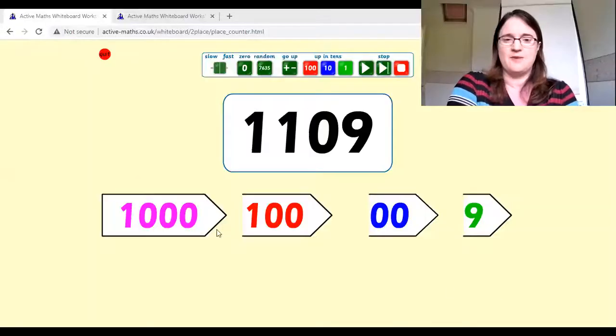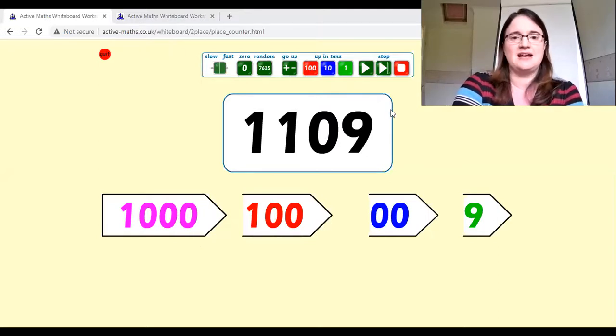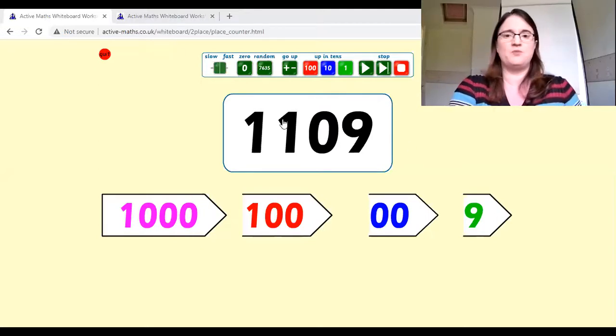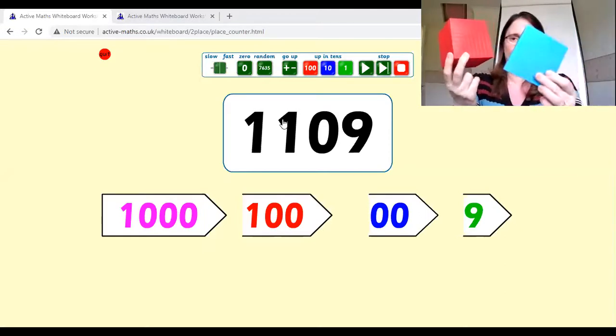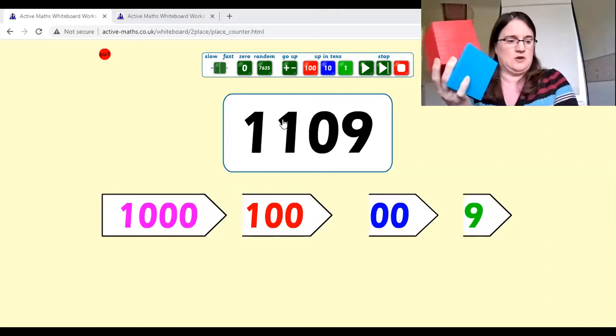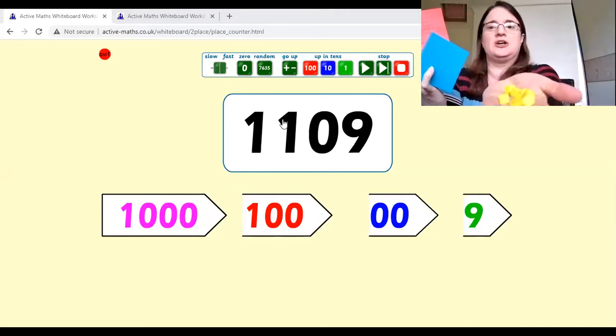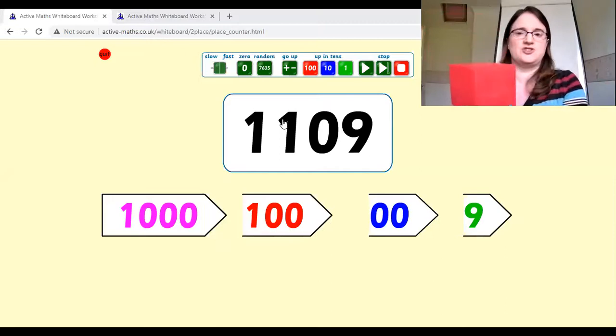Here we have a place value counter. So you can see at the bottom, it's got those arrow cards that we used before. And in the middle here, it's got the number 1,109. And the number 1,000, so we've got 1,109 cubes on my hand here, 1,109.